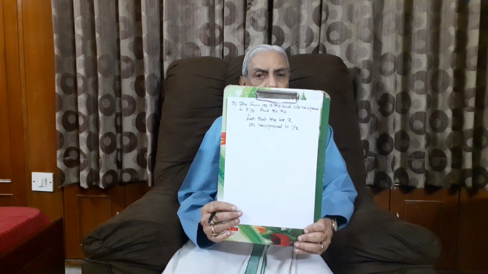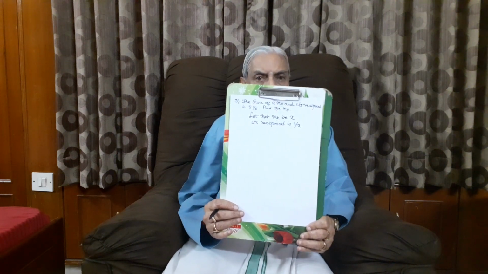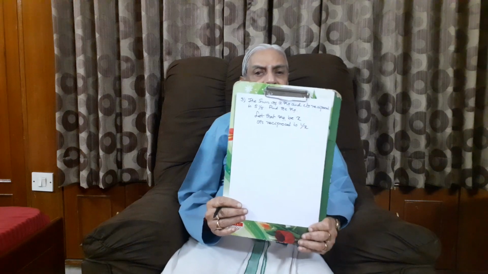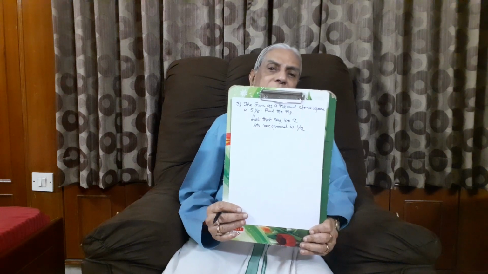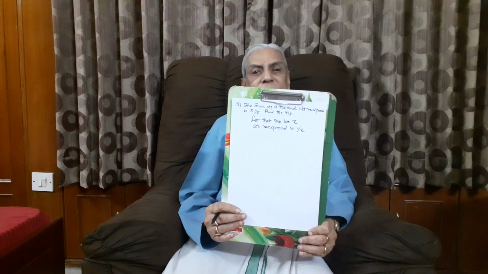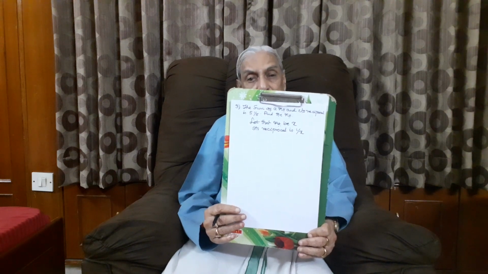What is the reciprocal of 2? 1 by 2. Why, sir? 2 into 1 by 2 is 1. What is the reciprocal of 8? That is 1 by 8. 8 into 1 by 8 is 1. Now another one: what is the reciprocal of 1 by 9? It is 9 because 1 by 9 into 9 is 1. So you must know the meaning of reciprocal.